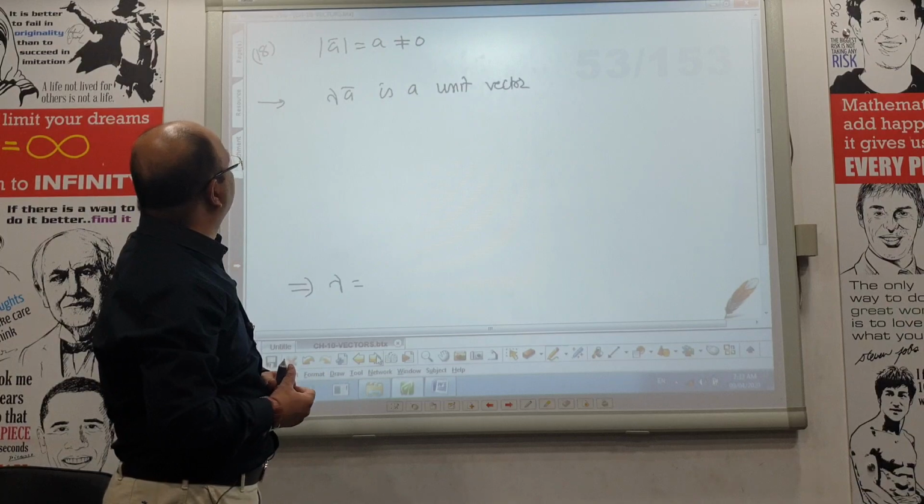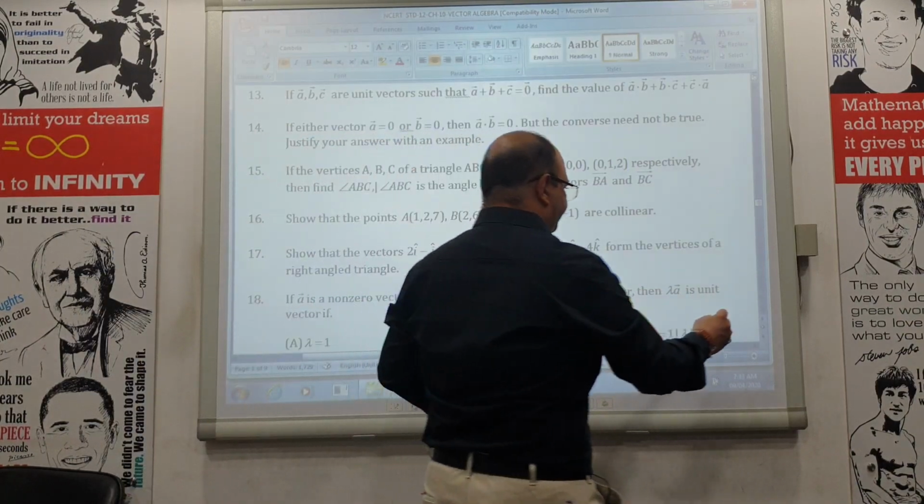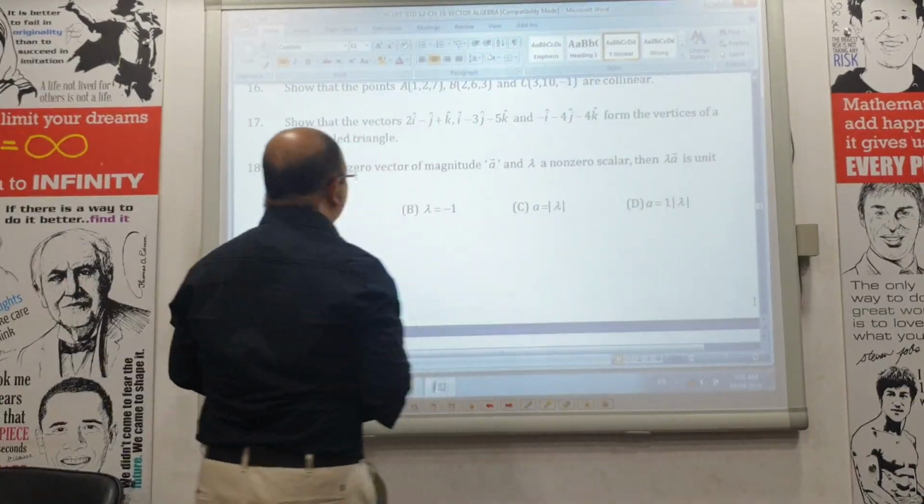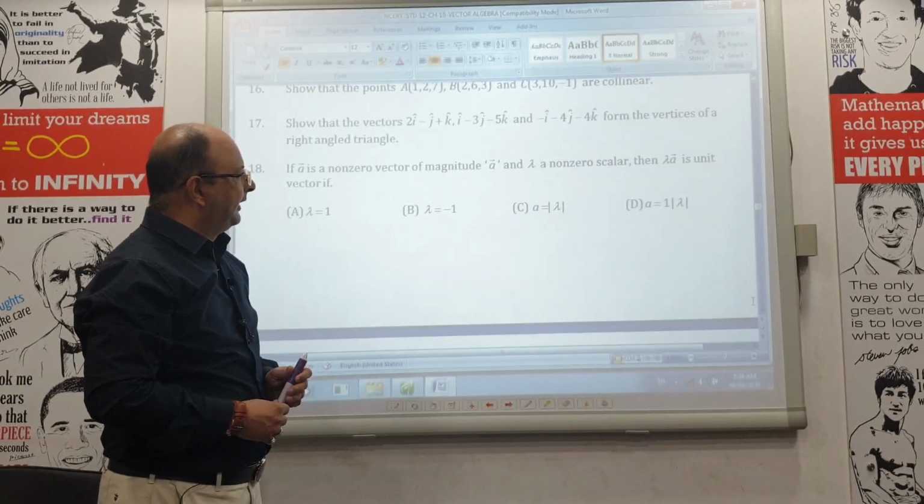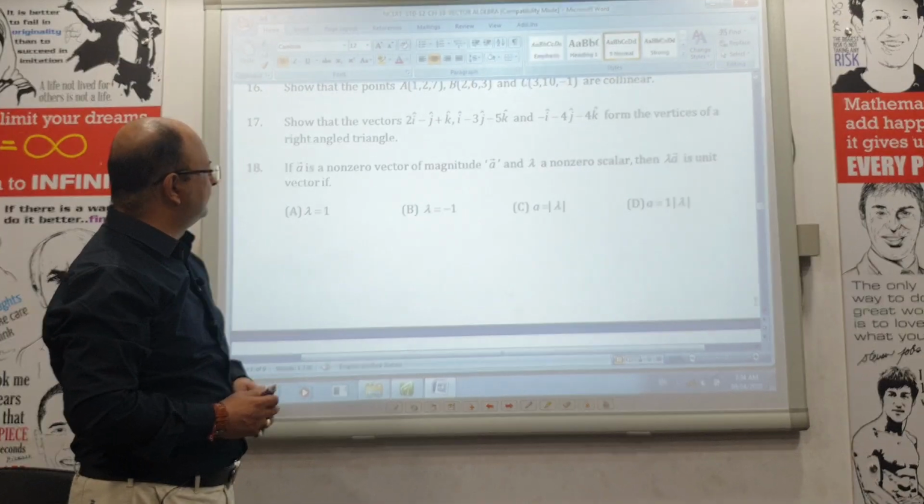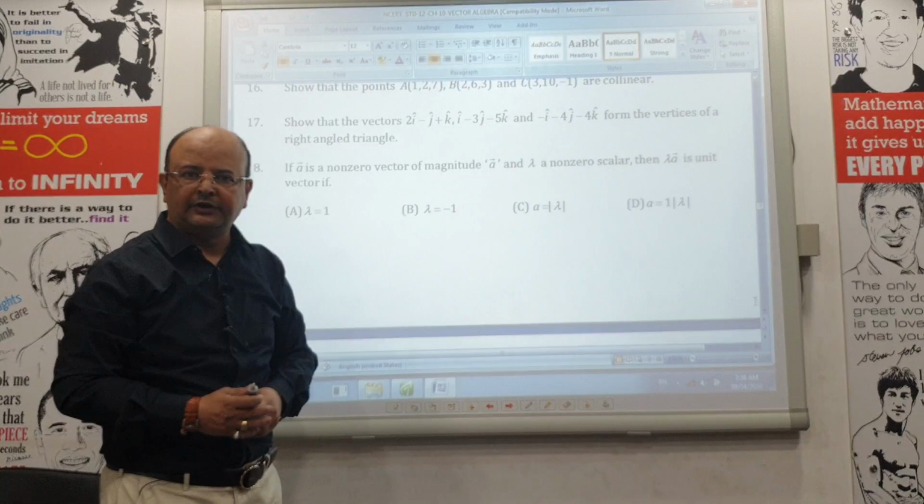We go for 18. What is your question number 18? This is an MCQ. If a bar is a non-zero vector of magnitude A and lambda is a non-zero scalar, then lambda a bar is a unit vector if and only if this happens. Which of these is true? We have to tell.